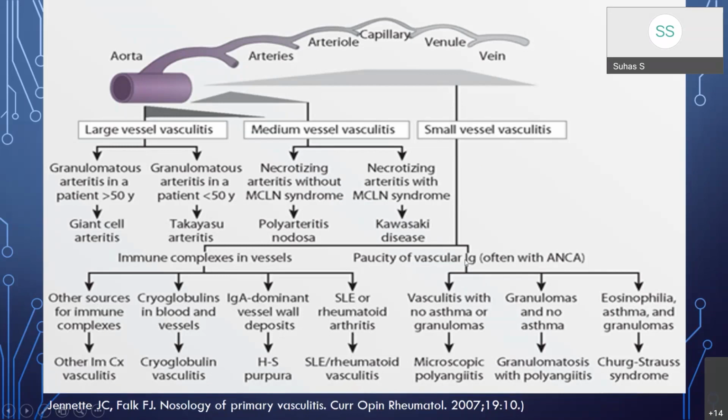In paucity of vascular immunoglobulins, that is ANCA associated vasculitis, we have vasculitis with no granuloma formation and patient having no history of hypersensitivity or asthma, it is likely to be microscopic polyangiitis. If patient has granulomas and no history of asthma, it is likely to be granulomatosis with polyangiitis. If the patient already has history of asthma, shows eosinophilia and granuloma formation, it is Churg-Strauss syndrome.